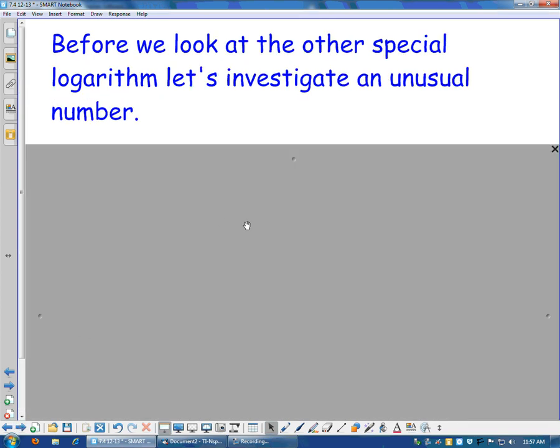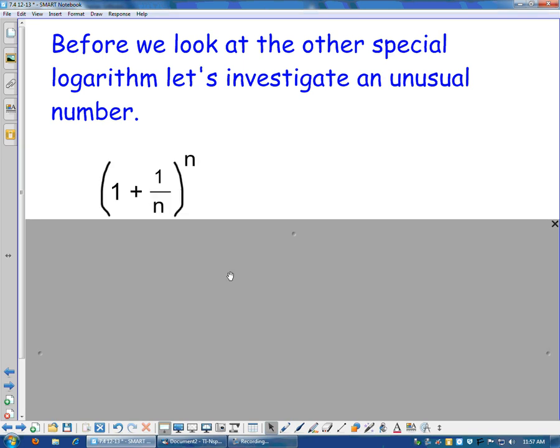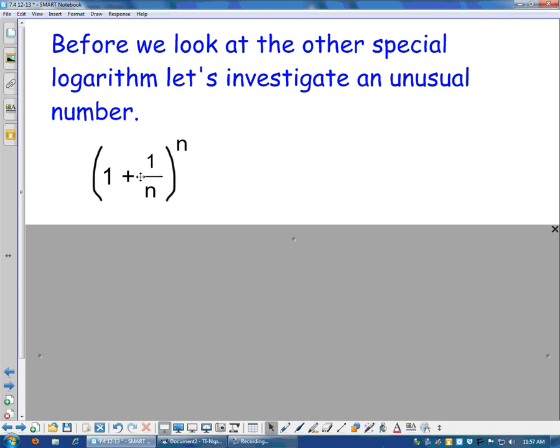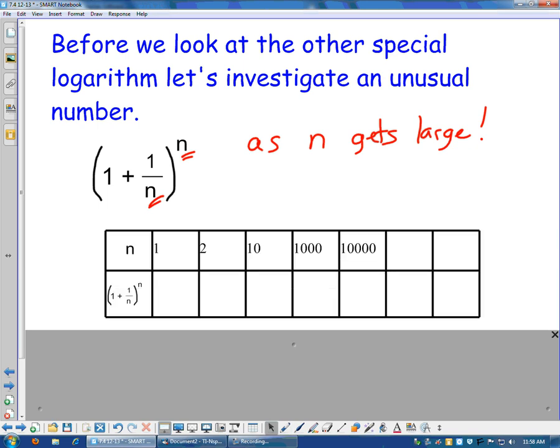All right, before we look at the other special logarithm, let's investigate an unusual number. And we're going to find this unusual number by looking at 1 plus 1 over n raised to the n. And the idea is we want to look at this expression here and see what happens as n gets very large. That means if we pick out bigger and bigger values to plug in for n, like 100, 1,000, a million, what's going to happen to this expression 1 plus 1 over n to the n? I think you're going to see it's going to be a surprising result.